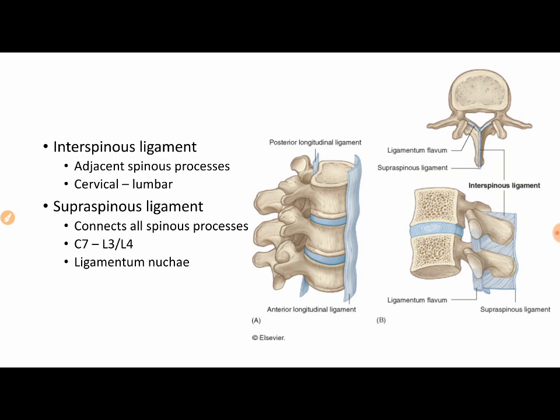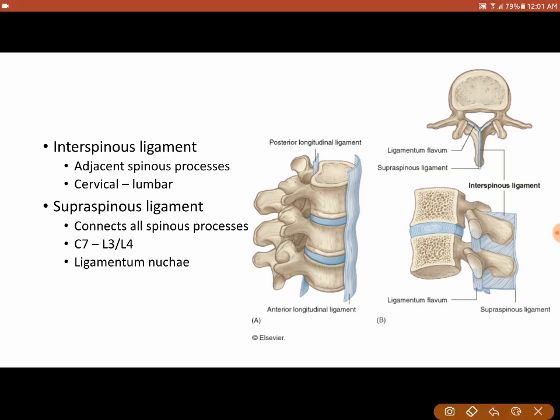Next is your interspinous ligament. It connects adjacent spinous processes. It starts from your cervical vertebra down to your lumbar vertebra. It limits flexion.